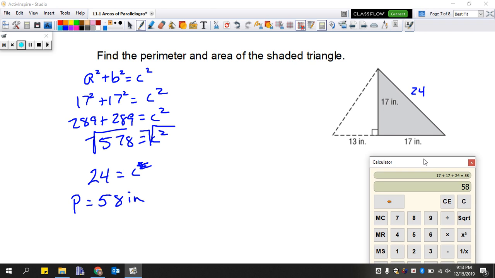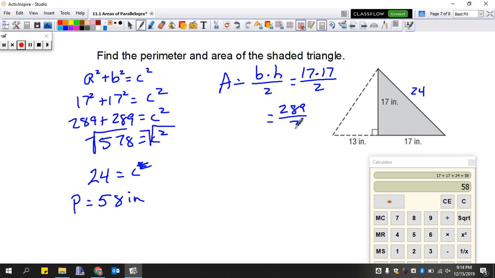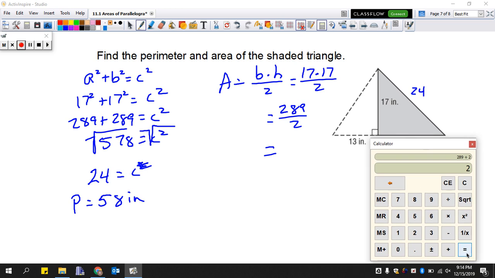All right? And so to find the area, it is equal to base times the height divided by 2, which we know is 17 times 17 divided by 2. We already figured out that 17 times 17 is 289, divided by 2. 289 divided by 2 is equal to 144.5 square inches. Okay?